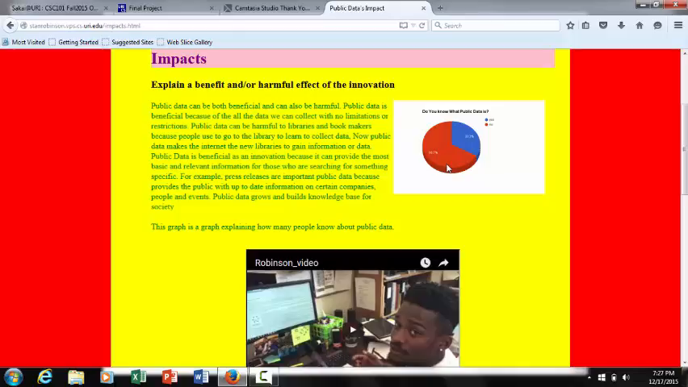And it's so funny because 66.7% said they don't know what public data is, but I guarantee you that out of all those people, they probably all use public data, which is kind of funny to me. And 33.3% of the people who took it said they had some idea or had heard of public data before.